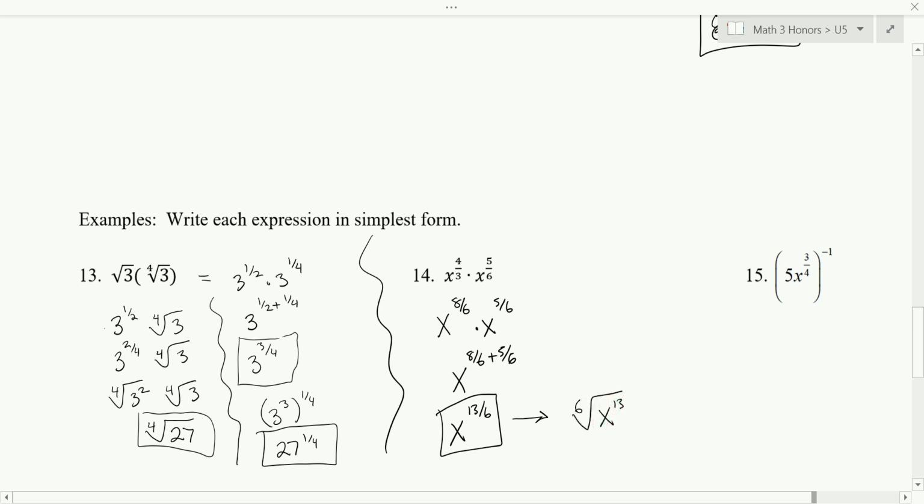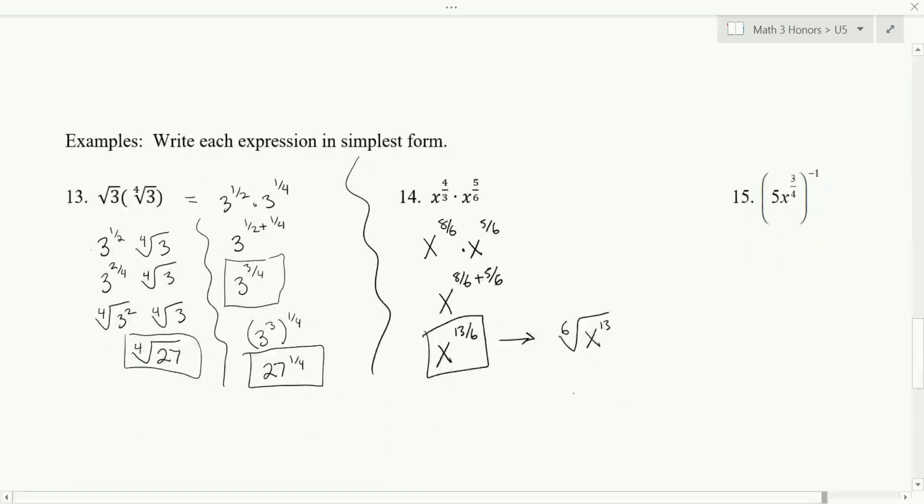But then we'd have to simplify that further because we can pull out sets of 6 x's, right? And so this could be the 6th root of x to the 12th. So 12 is a multiple of 6, and we're left with one more x. So this would be x squared times the 6th root of x.